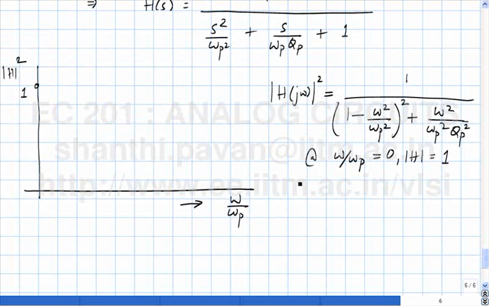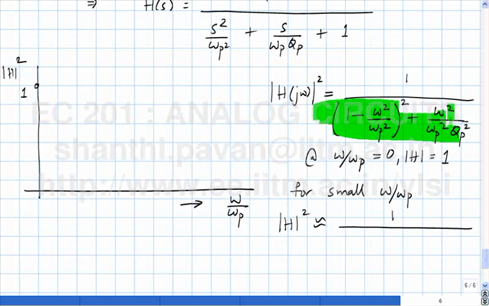Now, for small omega by omega p, mod h of j omega square, the magnitude squared transfer function, is approximately equal to... The denominator will be a polynomial in omega by omega p the whole square. Why? Because the magnitude response is an even function of frequency. So the denominator polynomial of mod h of j omega the whole square must be an even function of omega by omega p the whole square.